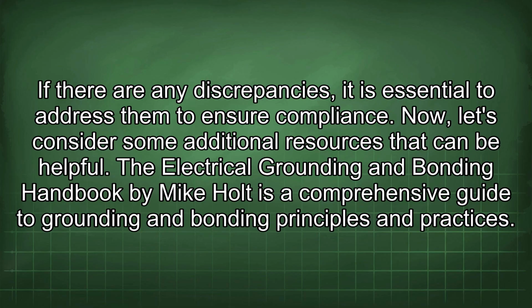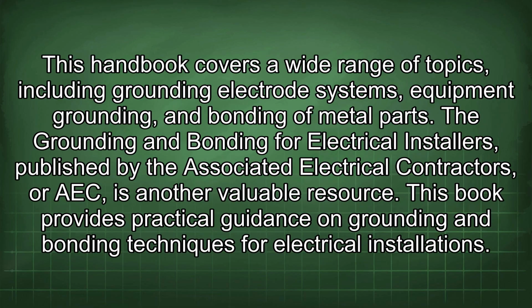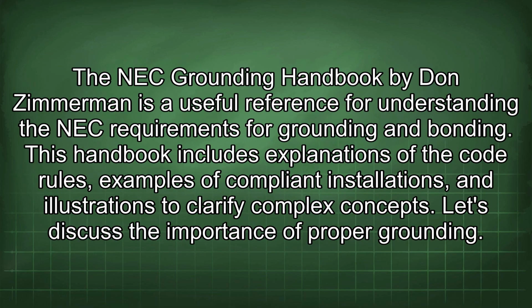Now let's consider some additional resources that can be helpful. The Electrical Grounding and Bonding Handbook by Mike Holt is a comprehensive guide to grounding and bonding principles and practices. This handbook covers a wide range of topics, including grounding electrode systems, equipment grounding, and bonding of metal parts. Grounding and Bonding for Electrical Installers, published by the Associated Electrical Contractors, or AEC, is another valuable resource. This book provides practical guidance on grounding and bonding techniques for electrical installations. The NEC Grounding Handbook by Don Zimmerman is a useful reference for understanding the NEC requirements for grounding and bonding. This handbook includes explanations of the code rules, examples of compliant installations, and illustrations to clarify complex concepts.